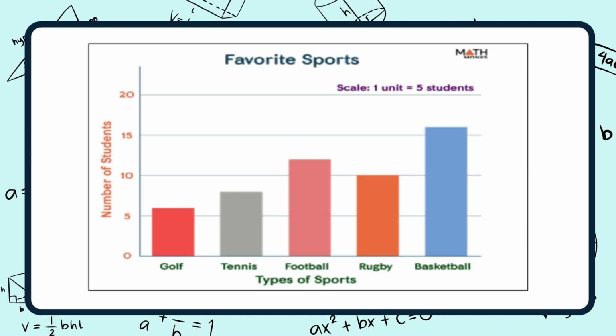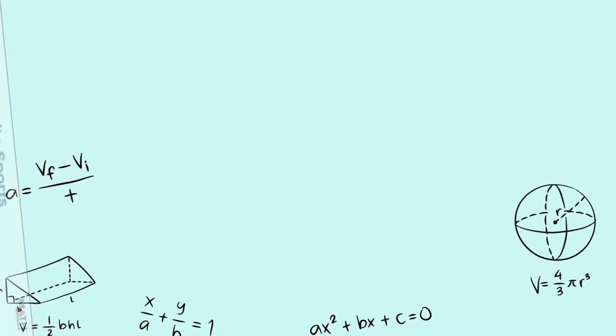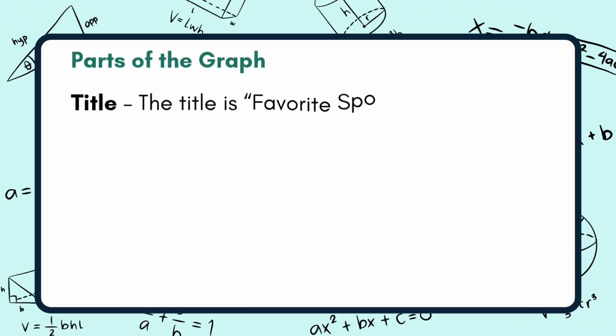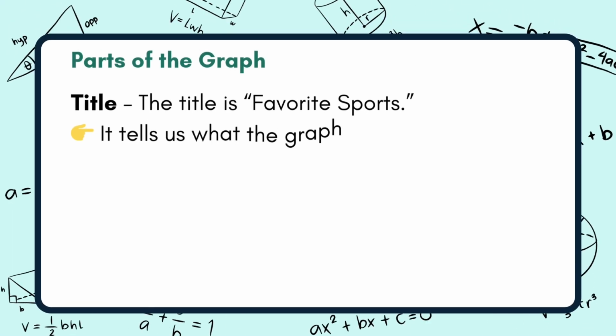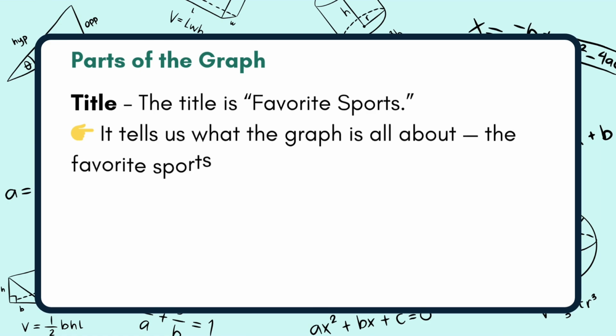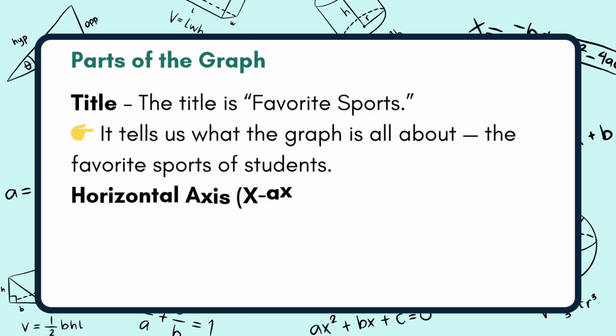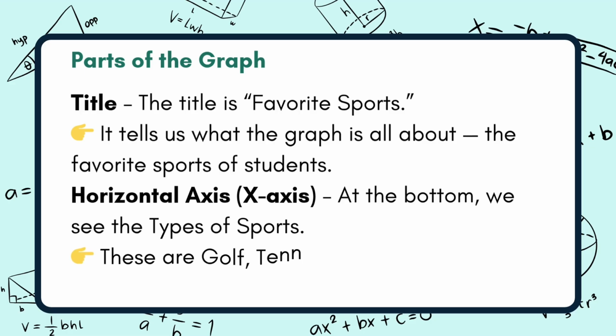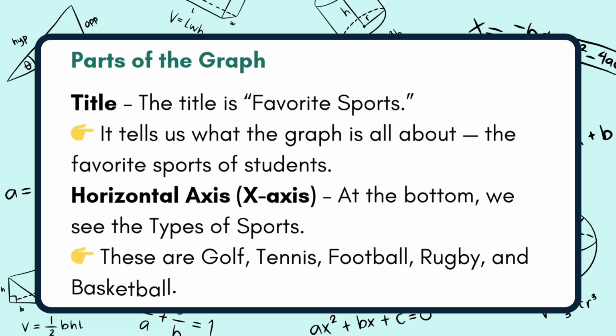So just by looking at the graph. Okay, so of course, may corresponding parts ang ating graph. So we have the title. The title is the favorite sports. So it tells us what the graph is all about: the favorite sports of students. Okay, so horizontal axis or the x-axis at the bottom, we see the types of sports. So these are golf, tennis, football, rugby, and basketball.